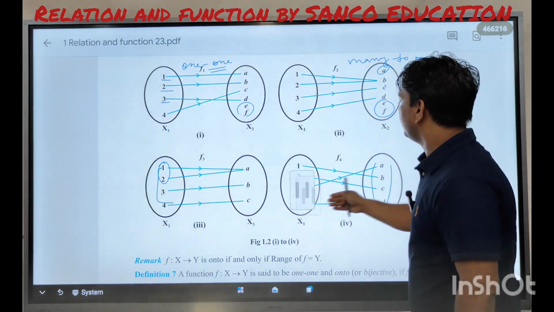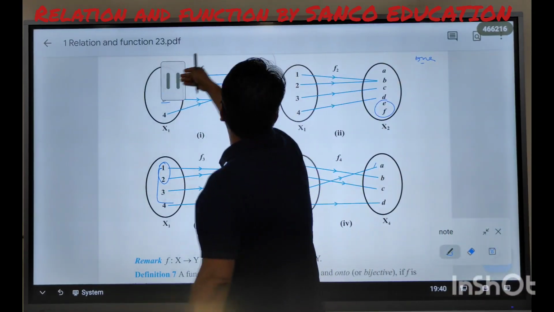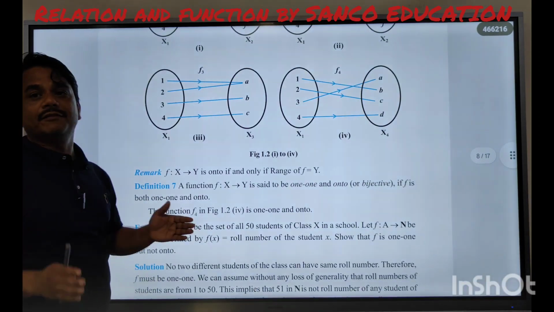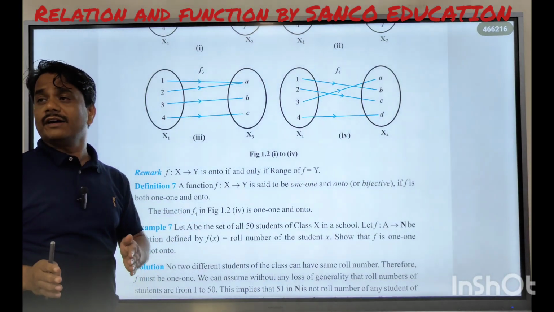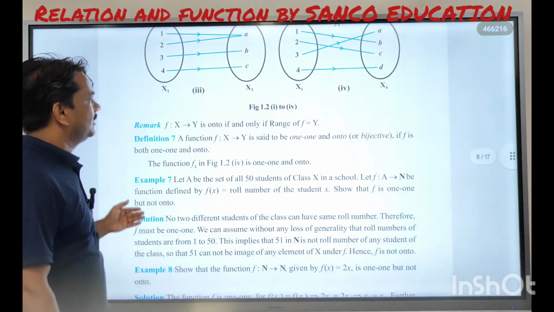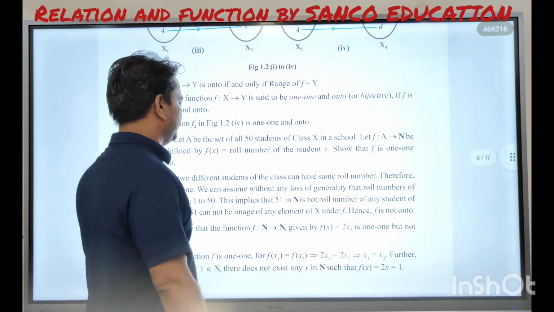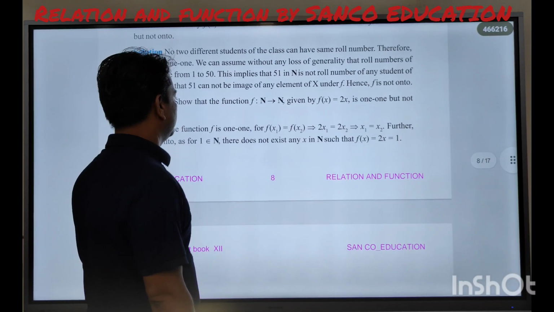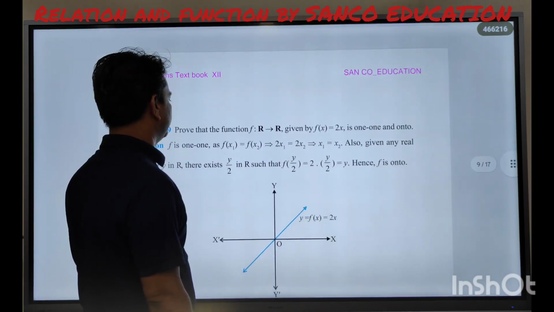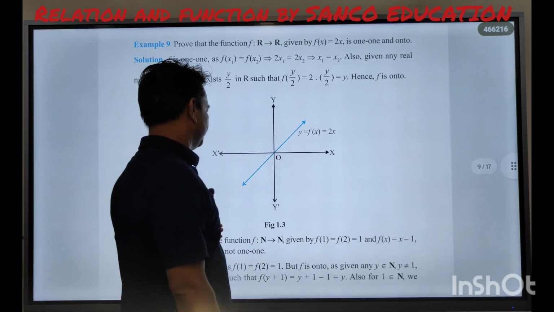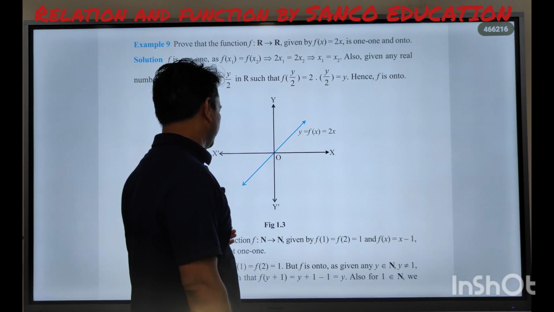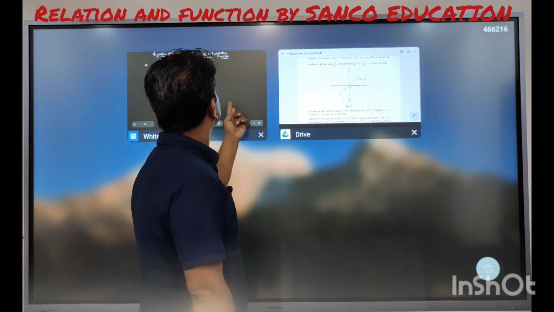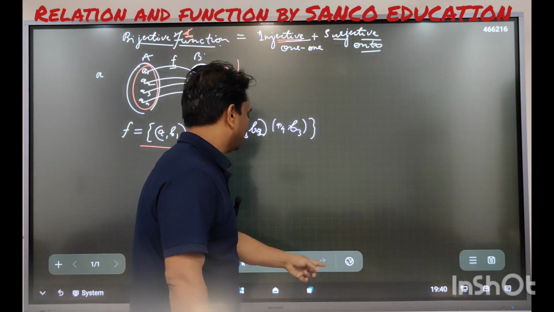So what is the definition of a bijective function? A function is said to be bijective if it is 1-1 and onto. You may write down the definition. A function which is 1-1 and onto is said to be what? Bijective.